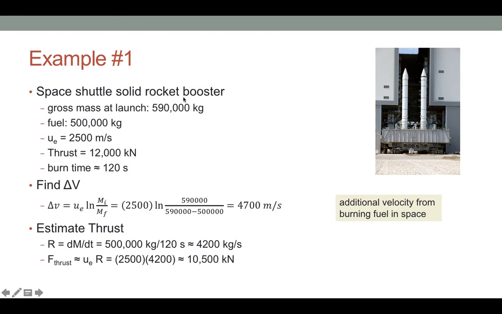However, this is a solid rocket booster. In solid rocket boosters, the fuel is not generally burned at a constant rate. So therefore, this thrust right here will not match this thrust. This assumes everything is constant, but they roughly agree.